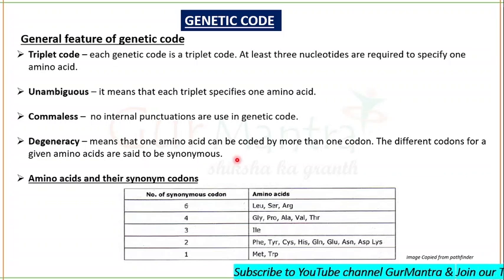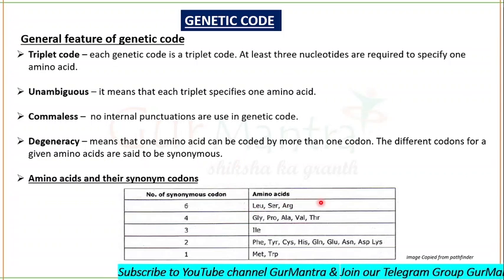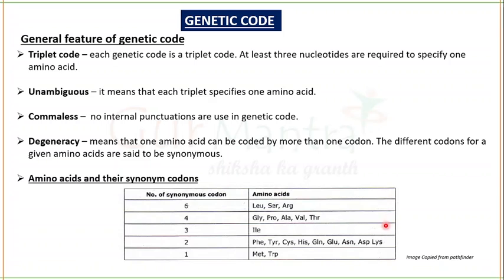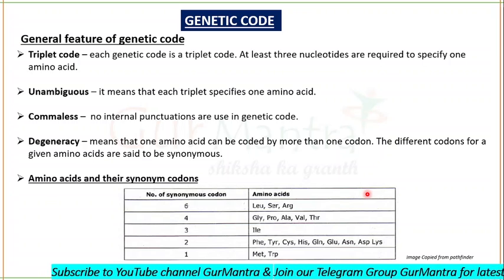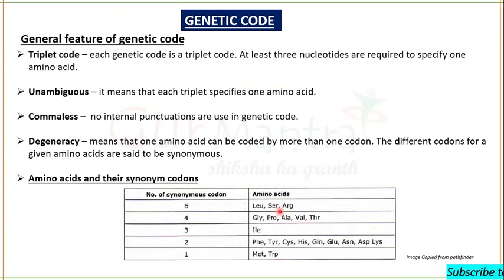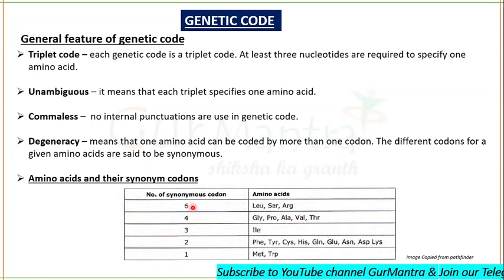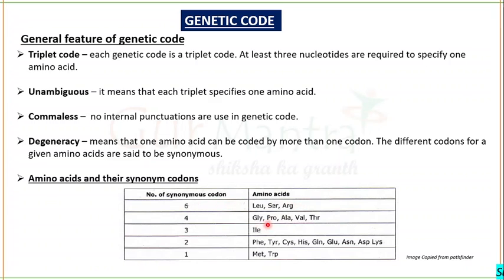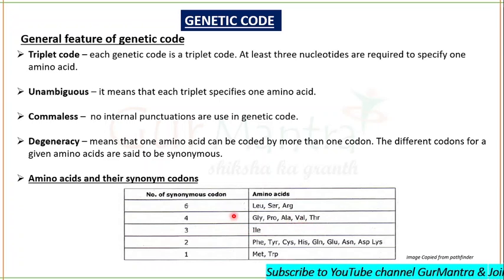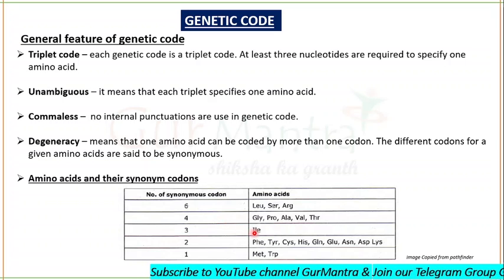See the amino acids and their synonymous codons. Remember all these. Okay, you have to learn this table. Why? Because it will help you in doing some numerical problems. That's why you have to learn this table. Fine. Okay, see, leucine, serine, arginine. These 3 will have 6 synonymous codons. Glycine, proline, alanine, valine, threonine. They will have 4 synonymous codons.